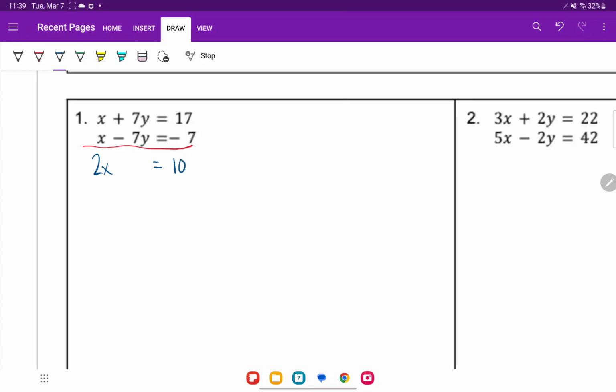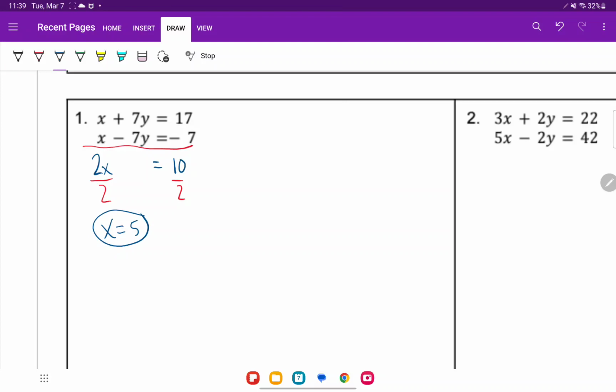So I pretty much just do what it says. If they're positive, I add. If one of them is negative, I subtract. So 1x plus 1x is 2x. 17 minus 7 is 10. And then to solve for x, we're going to divide both sides by 2. And we get x is equal to 5. And I'm going to circle this because I'm going to come back to that in a sec.